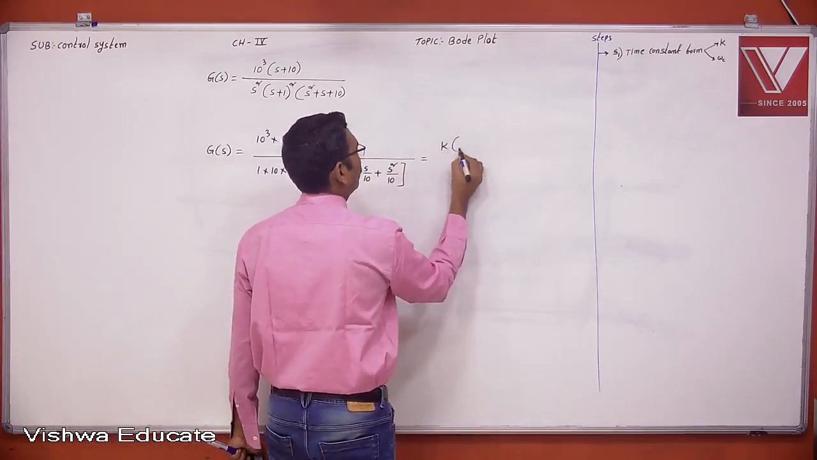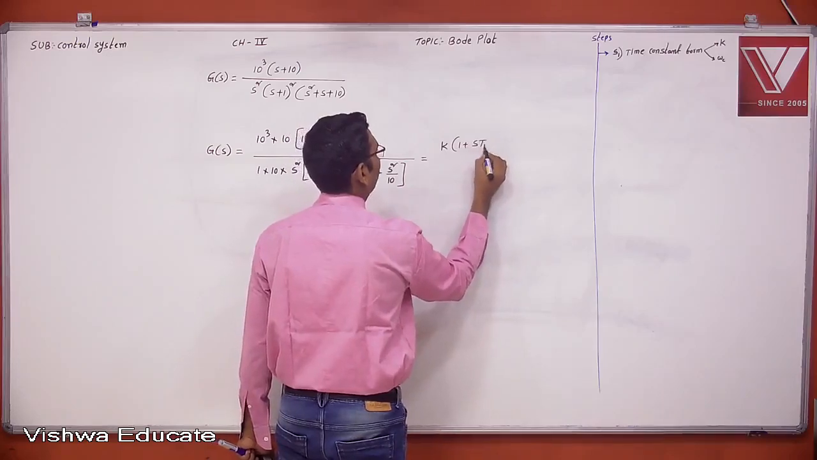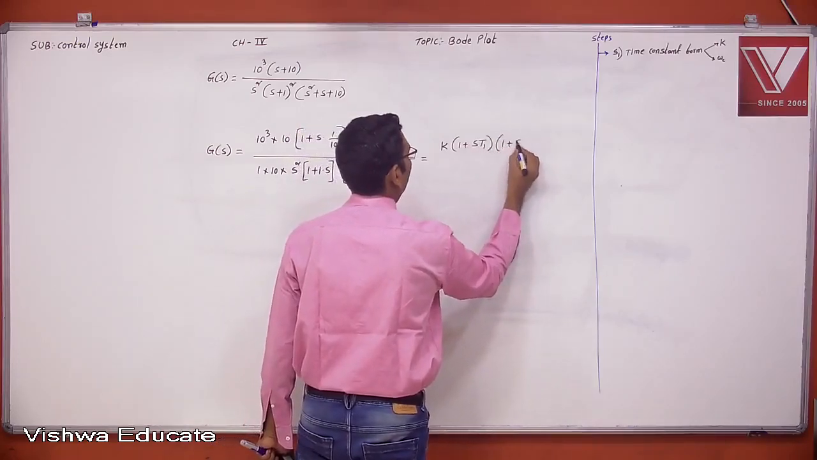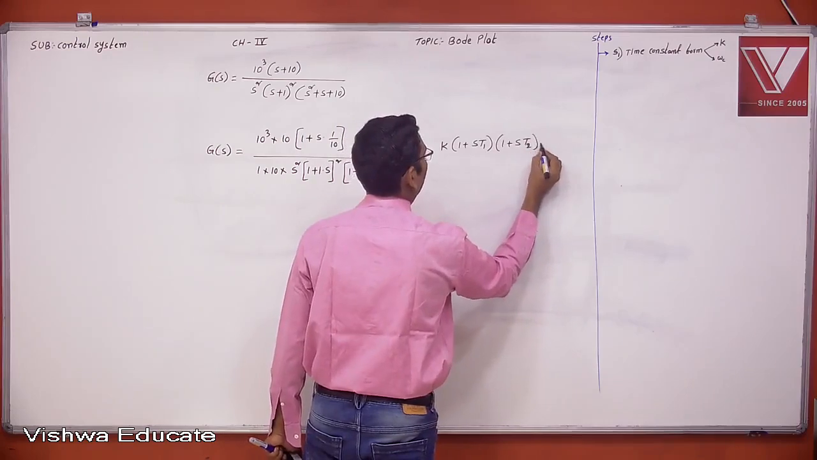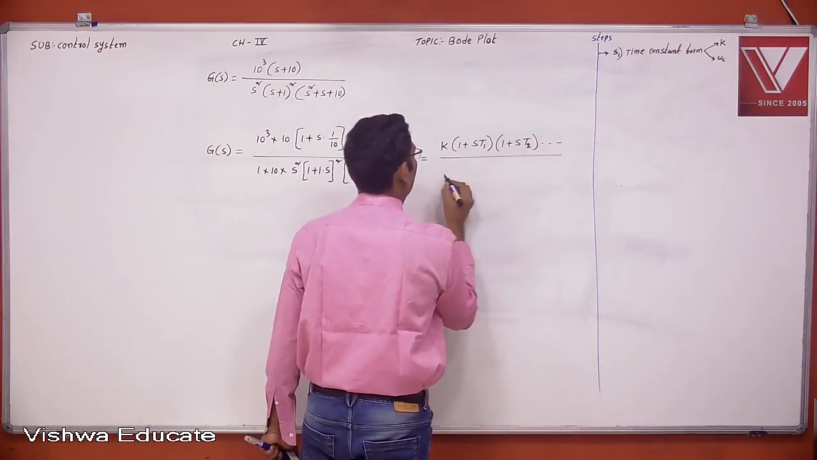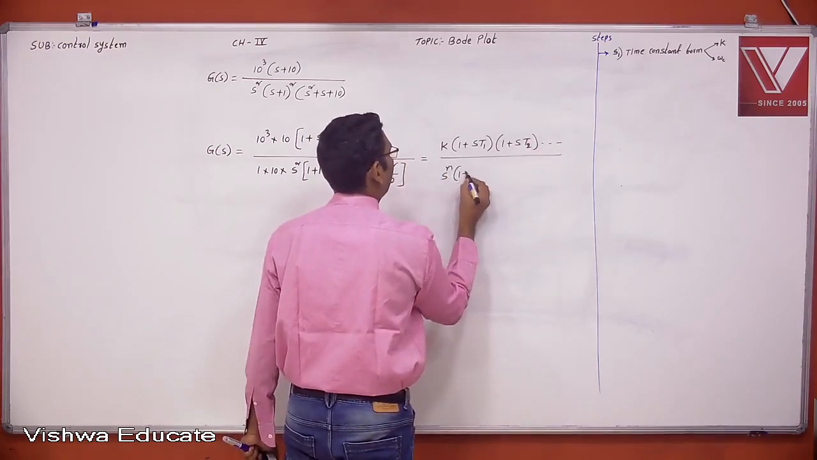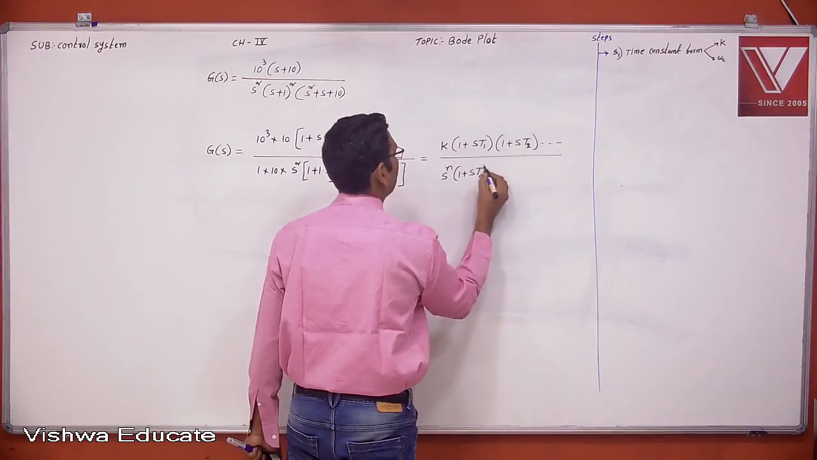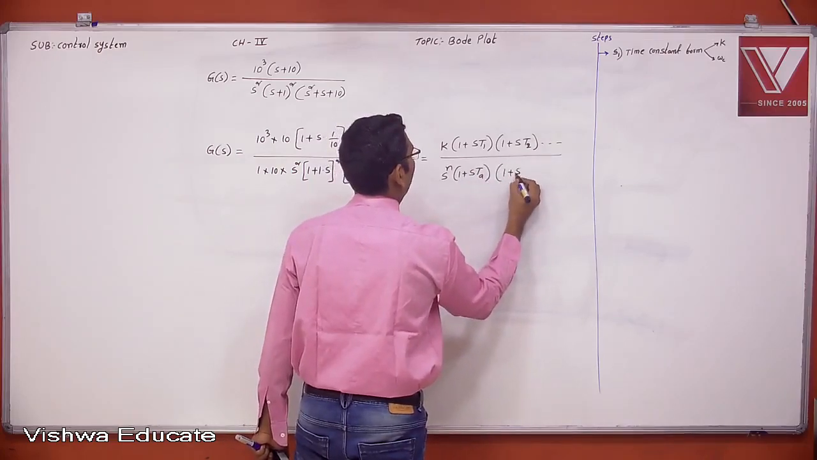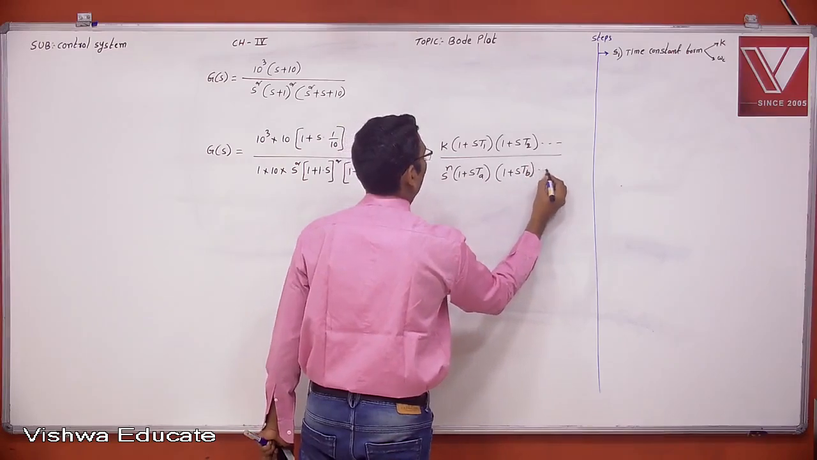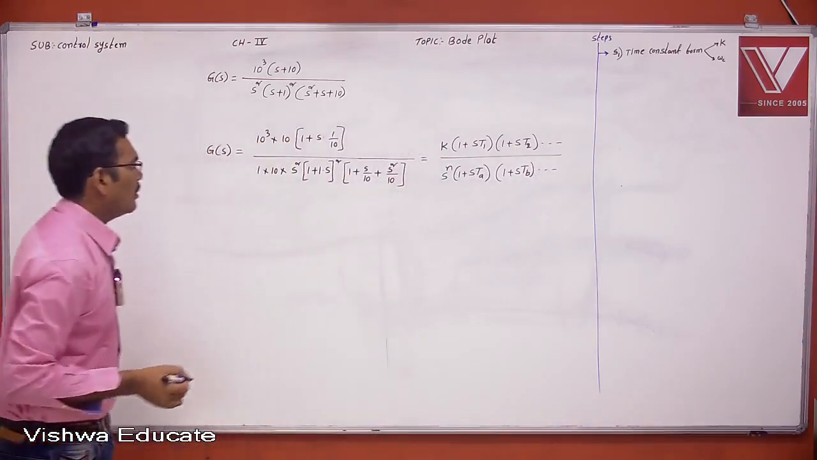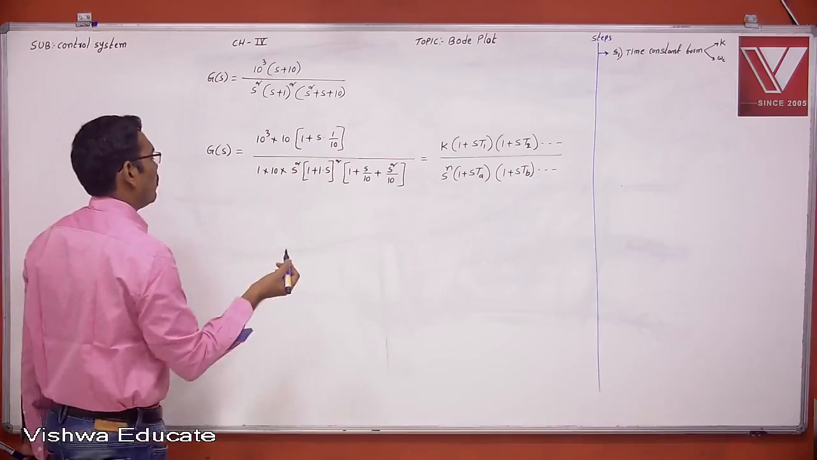Now K into 1 plus sT1 into 1 plus sT2 and so on, by s power n into 1 plus sTa into 1 plus sTb and so on. Now this is the 1 plus sT form, the time constant form.